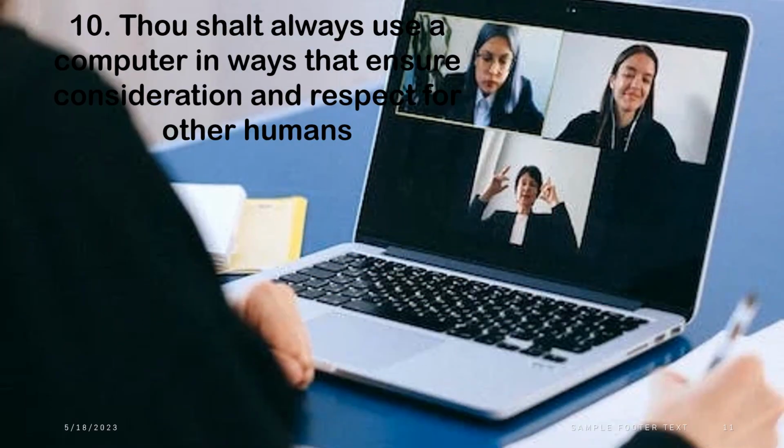Number 10. Thou shalt always use a computer in ways that ensure consideration and respect for other humans. This simply means that in using computers for communication, be respectful and courteous with the fellow members. Communication over computers should be conducted with the same respect as in person. One should be respectful of others when interacting online. It is improper to invade someone else's personal space, use harsh language, make false statements, or make careless comments about another person. When interacting online, one should be kind and show consideration for the time and resources of others. A beginner computer user should also be treated with consideration.